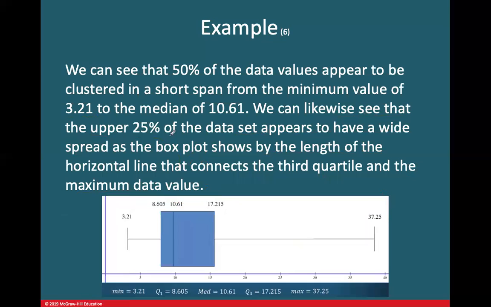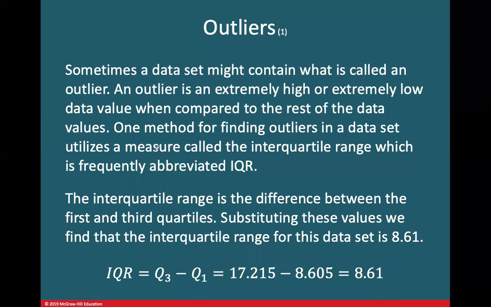We can likewise see that the upper 25% of the dataset appears to have a wide spread, as the box plot shows by the length of the horizontal line that connects the third quartile and the maximum data value. Okay, there is no problem.